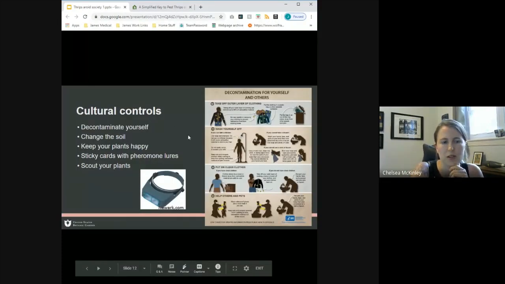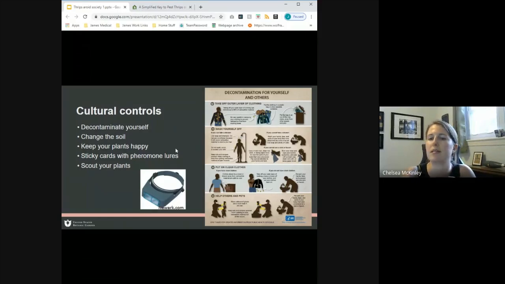Which brings me to cultural controls. Some of you who are avid indoor gardeners might also be avid outdoor gardeners. So I highly recommend that if you are gardening outdoors and you're getting all up in your plants, that you decontaminate when you come inside.